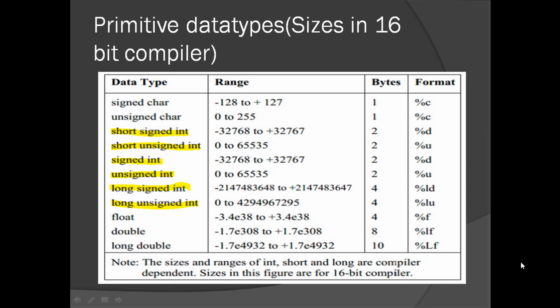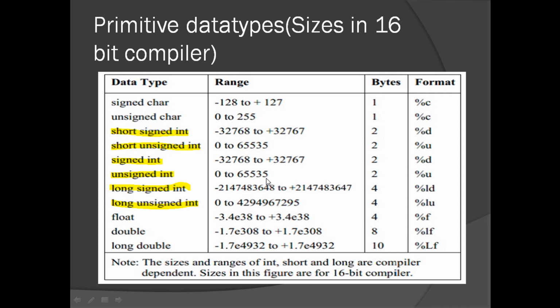So let us try to understand how this range comes in. For example, int is 2 bytes, right? 2 bytes means 16 bits. 2 power 16 value is 65,536, but we have to include 0 as well, right? So 0 to 65,535. That is how the range comes for unsigned int with respect to the 16-bit compiler.